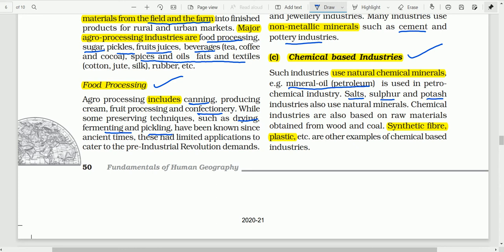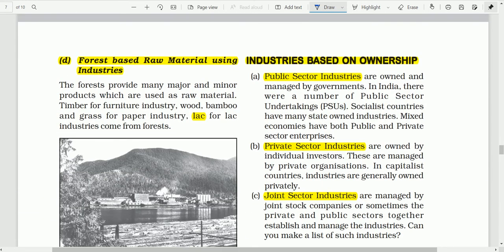And chemical industries are also based on raw materials obtained from wood and coal. That is, chemicals obtained from wood, for example, turpentine, and solvent. Then coal. From coal also we get chemicals. So some of the chemical industries also obtain raw material from wood and coal. Synthetic fiber and plastics are also other examples of chemical-based industries.